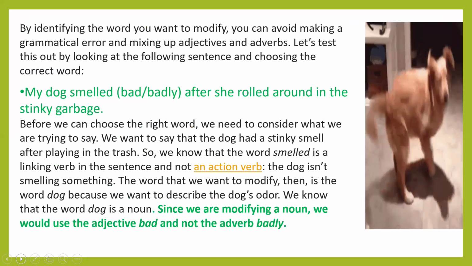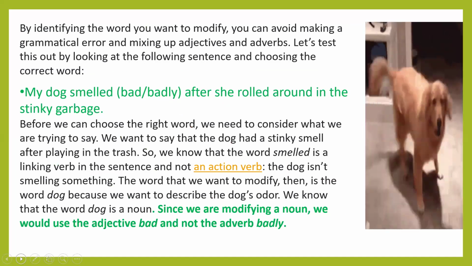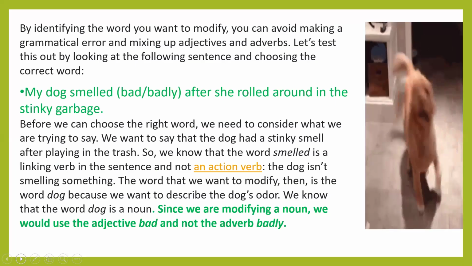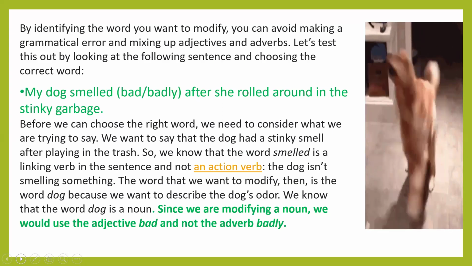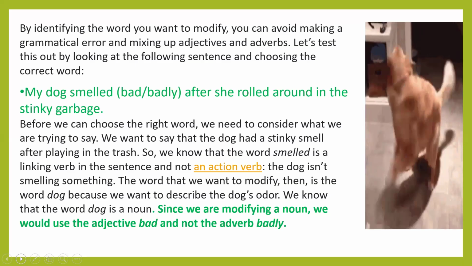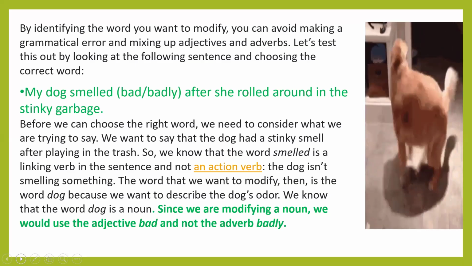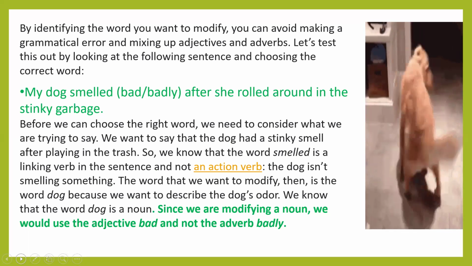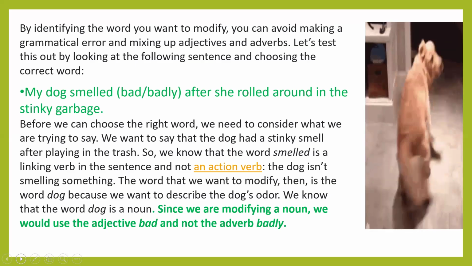So look at the example. My dog smelled after she rolled around in the stinky garbage. In this case, we have to choose whether it is bad or badly. We know that the word smelled is a linking verb. It is not an action verb. The dog is not smelling something. The word that we want to modify then is the word dog.